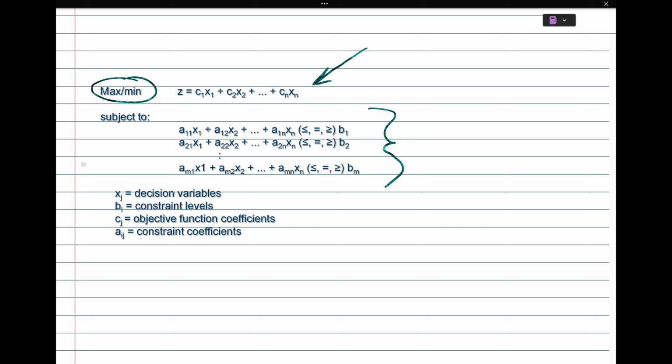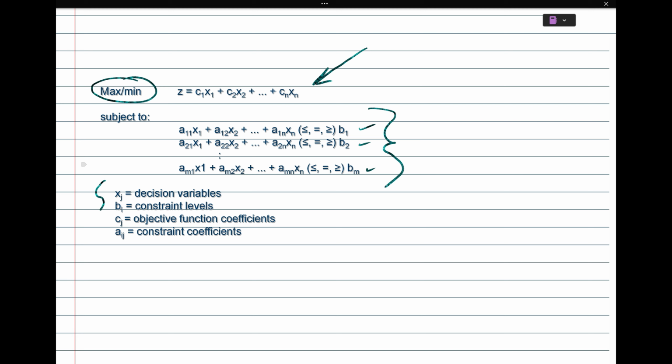And then we have all of these here. This shows you the equations for the constraints: a sub 11 times x sub 1 plus a sub 12 times x sub 2, and so forth. Depending on the problem, it could be an inequality, less than or equal to, greater than or equal to, or it could just be an equal to for the equation. And that will be equal to b sub 1, whatever value is given in the problem. We may have more than one constraint, maybe 2 or 3 or even more, depending on your problem.